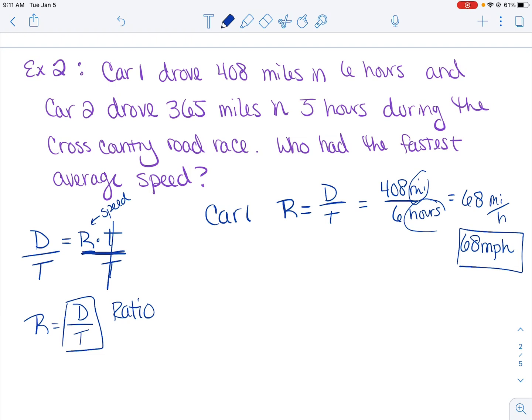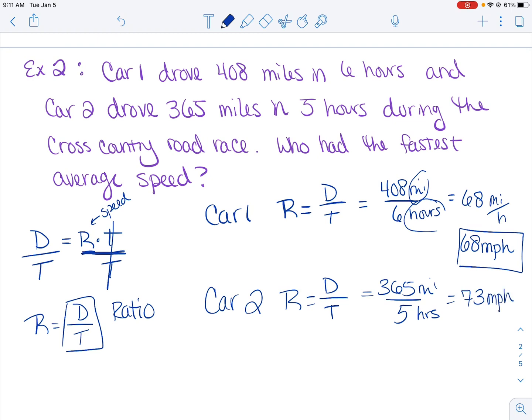So that would be the average speed for car 1. Of course, it can fluctuate, but if we just take at the very basic level how far they went and how long it took them, it tells us how fast they were going. And car 2 is moving 365 miles in 5 hours, right? So if I divide those two, I get 73, again, mph, or you could write it as miles over hours. So who had the fastest average speed? Car 2 had the fastest average speed, okay?